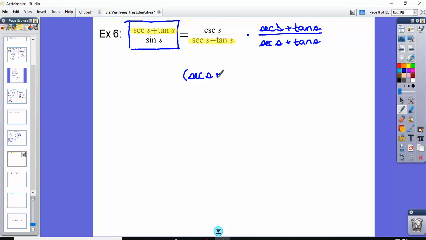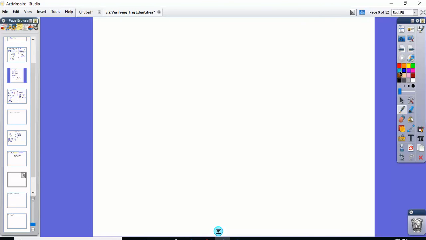On the numerator, my goal is to have a secant θ plus a tangent θ. So I'm just going to leave that. I'm not going to distribute my cosecant through. On the bottom, if we FOILed, we get secant squared θ plus secant tangent and minus secant tangent cancel, minus tangent squared θ. We're in better shape than we realize right now.